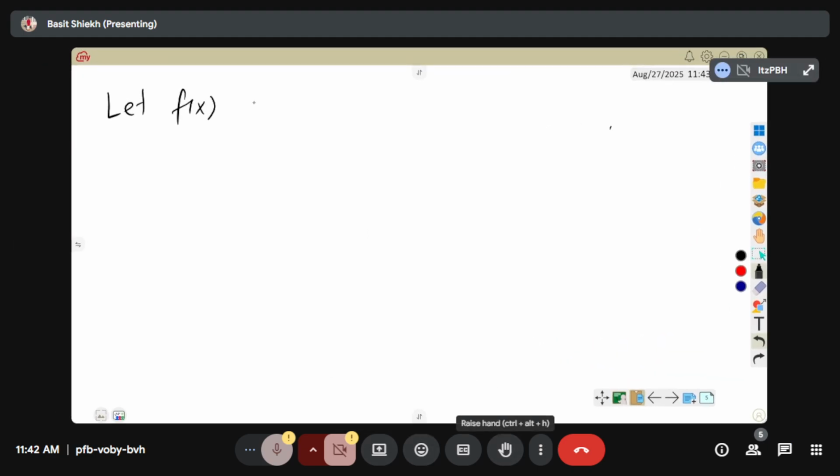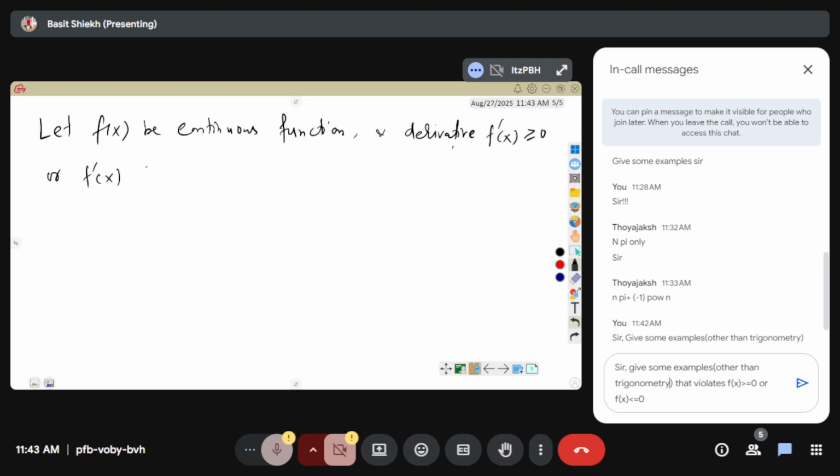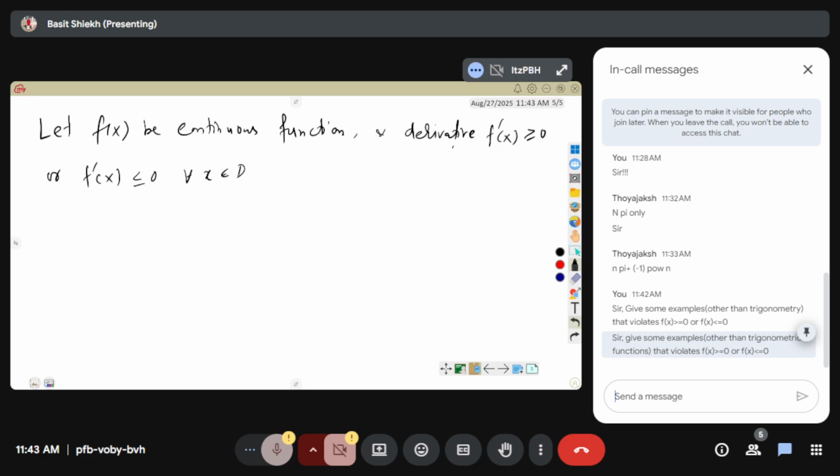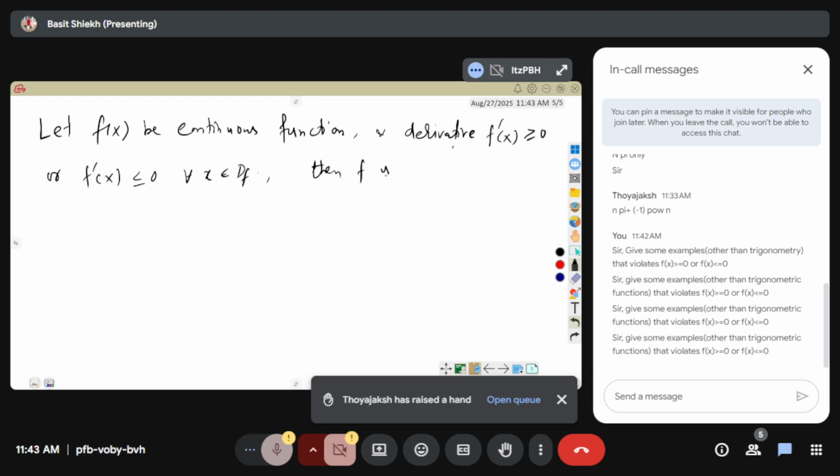Let f of x be a continuous function, and the derivative f dash x is greater than or equal to 0, or f dash x is less than or equal to 0, for all x belonging to the domain of definition D of f. Then f is one-one.